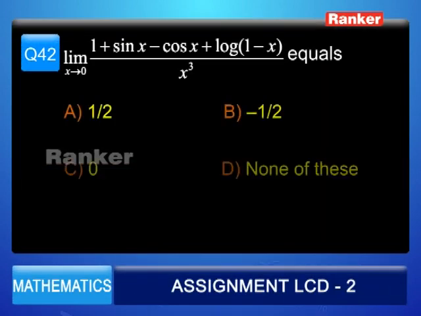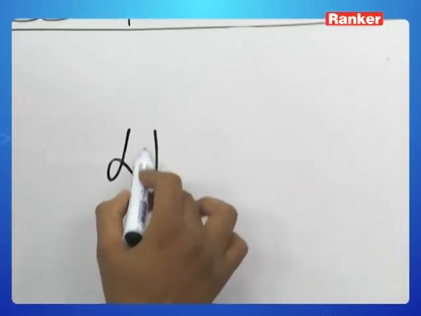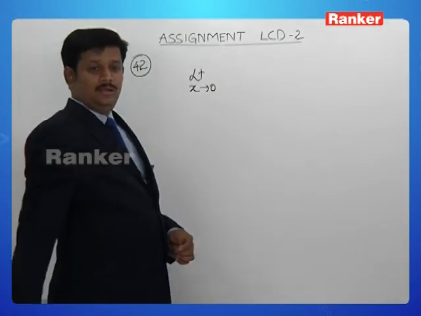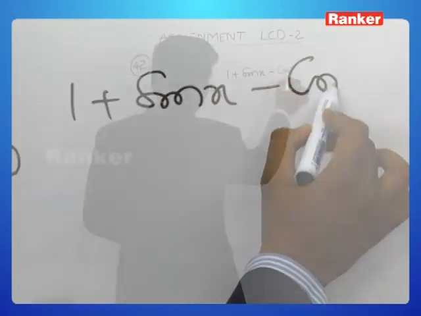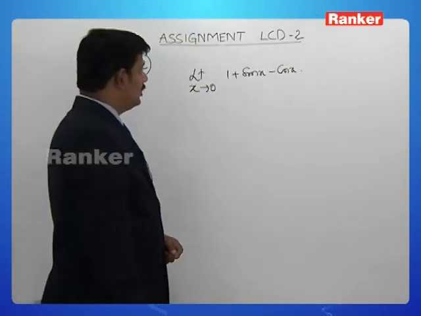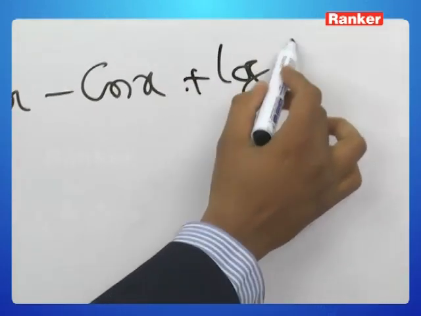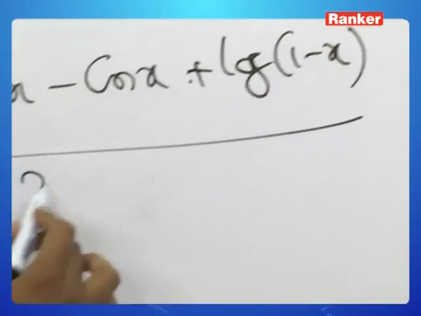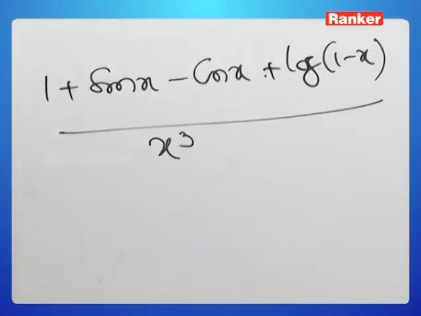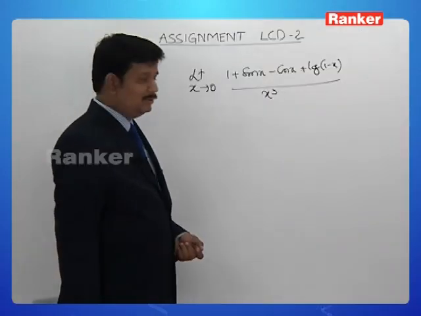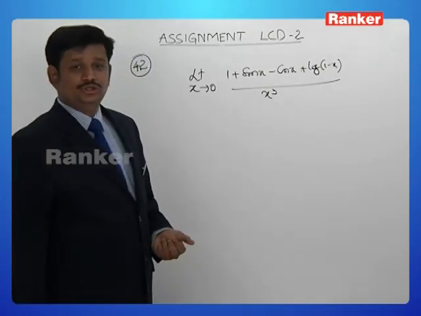Next question, evaluate limit x tending to 0 of (1 plus sin x minus cos x plus log of 1 minus x) divided by x cube. We can do this question either by power series expansions or by L'Hospital rule. So, in this let us do it by L'Hospital rule.